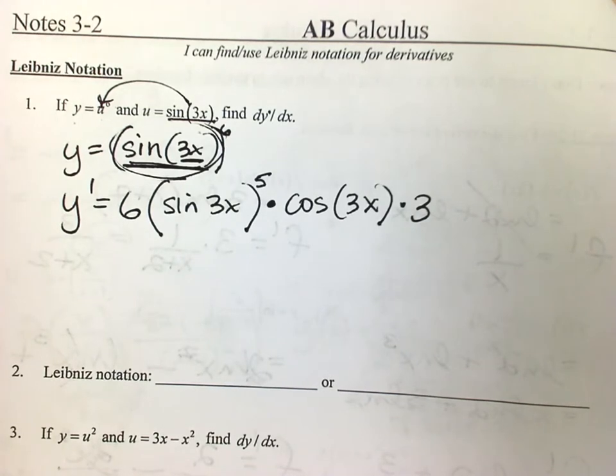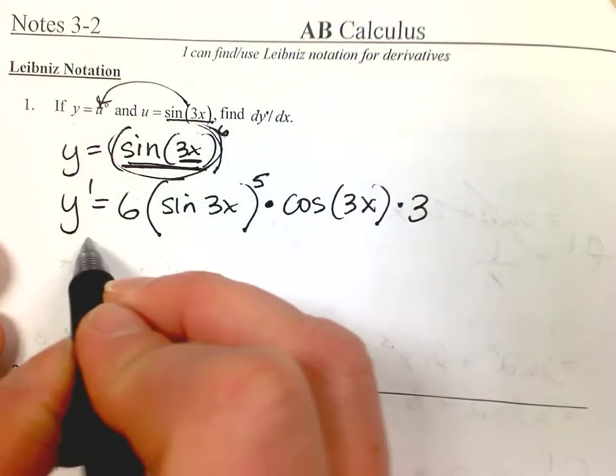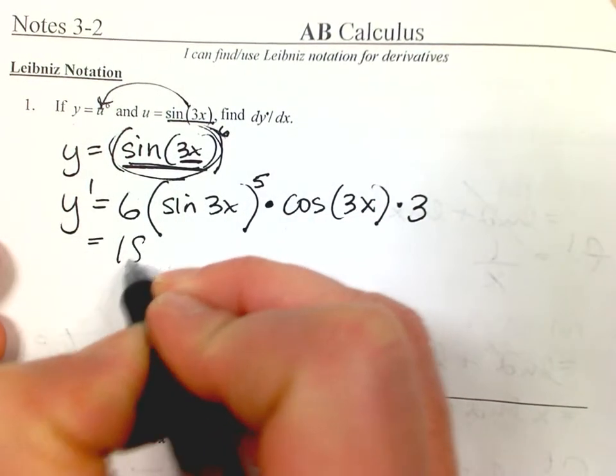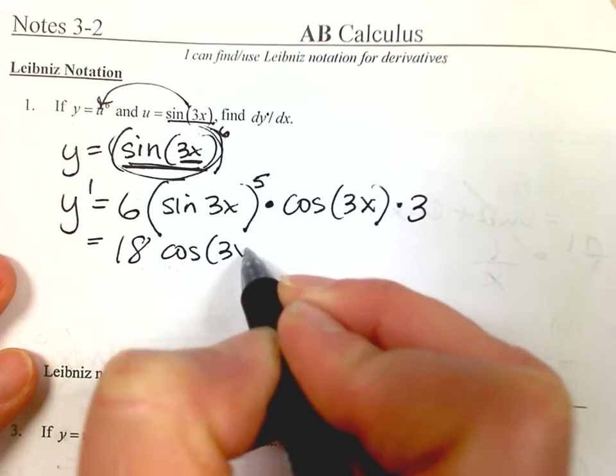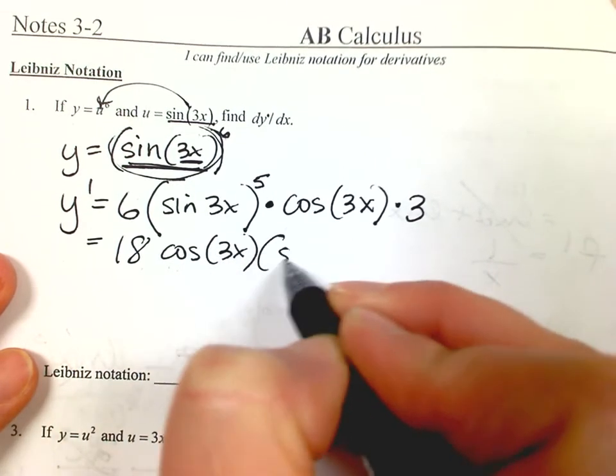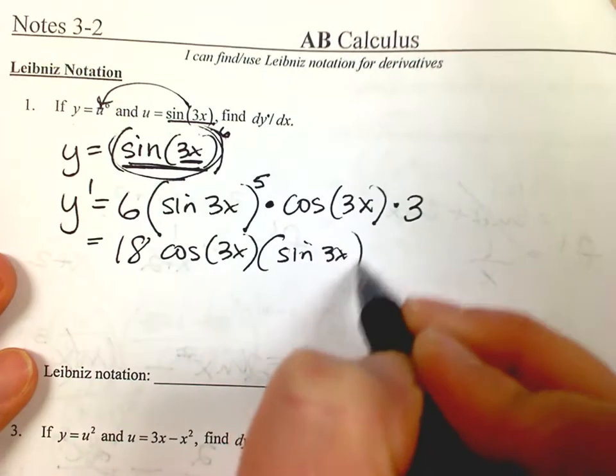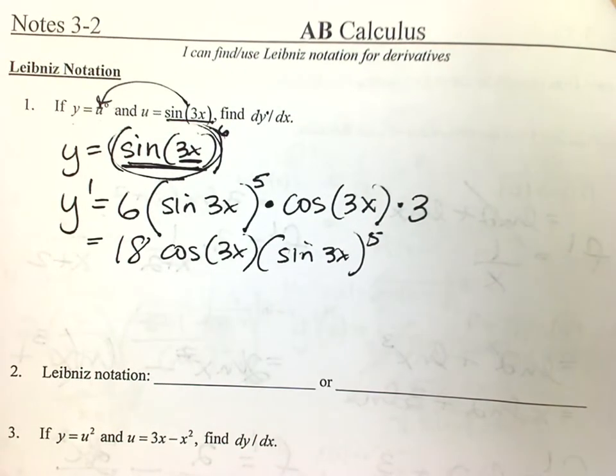Okay, so now when I multiply all that stuff together and I clean it up, I get what? Like 18 times the cosine of 3x times the sine of 3x all to the 5th. Boom. Okay. So this would be Newton's way. Newton expects you to just kind of put it all together and be done with it.